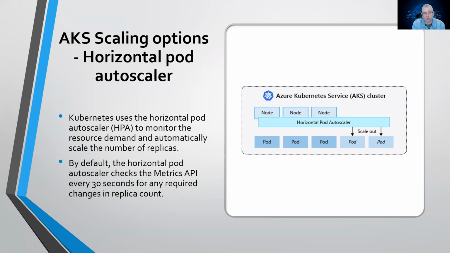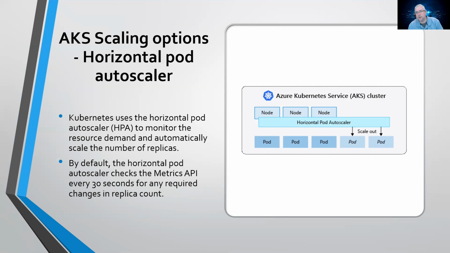The horizontal pod autoscaler is what it's going to use. It monitors and then will automatically scale the number of replicas you have. Say you've got 3 nodes with a pod per node, and then something happens and you need more pods to be able to do this. It'll check every 30 seconds or so, and then it can scale out for you. It can also scale back in, but there are cooldowns on those events.